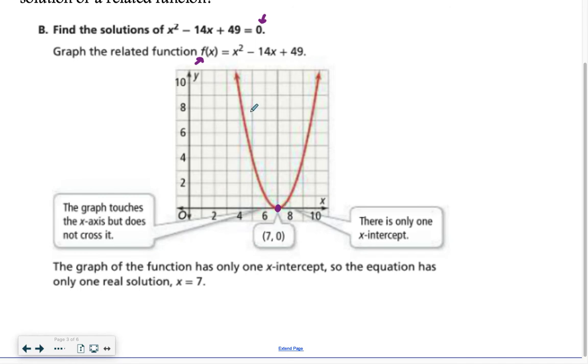So this graph, this parabola, has one solution, and that solution is 7, 0. So my 0 of the function is 7. Or my one solution is x equals 7. Or you can list it as 7 comma 0, the ordered pair. All of those are ways of telling a person what the solution is for the graph. It tells us where it crosses or hits the x-axis.